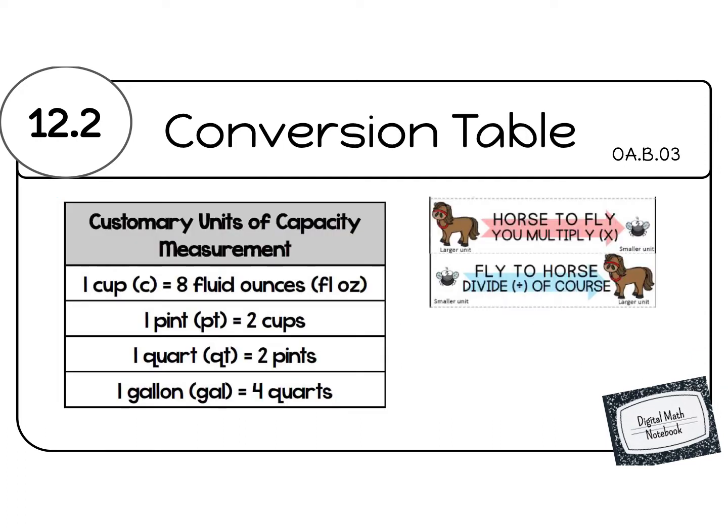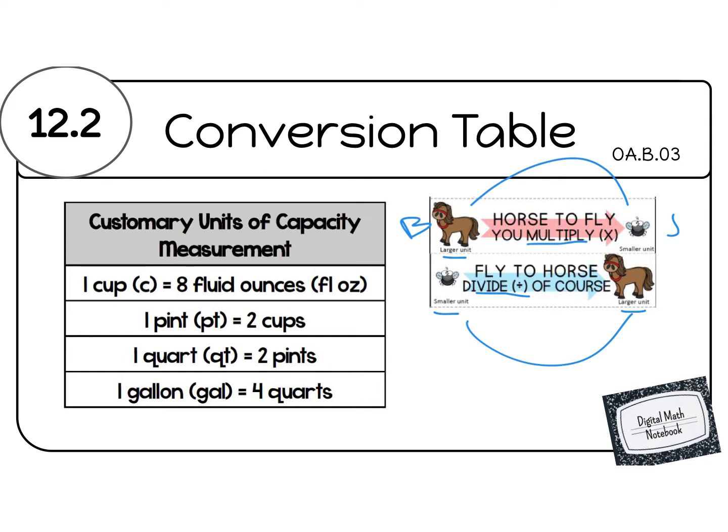All right, fifth graders, yesterday we learned this little rhyme to help us remember what we do if we're changing from a large unit to a small unit, or from a small unit to a large unit. So here's our rhyme. From horse to fly, we multiply. Horses are big and flies are small. So when we go from big to small, we multiply. When we're going the other way around, from horse to fly, we divide, of course.